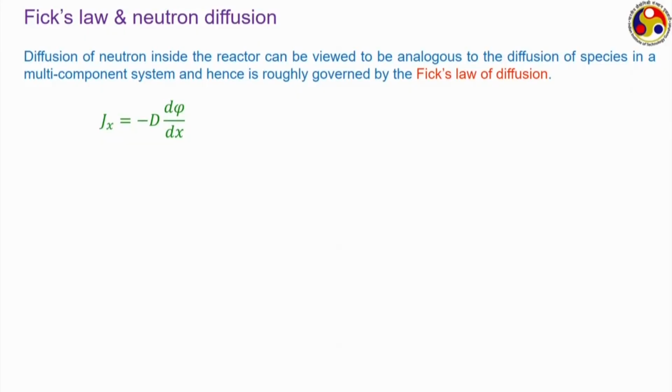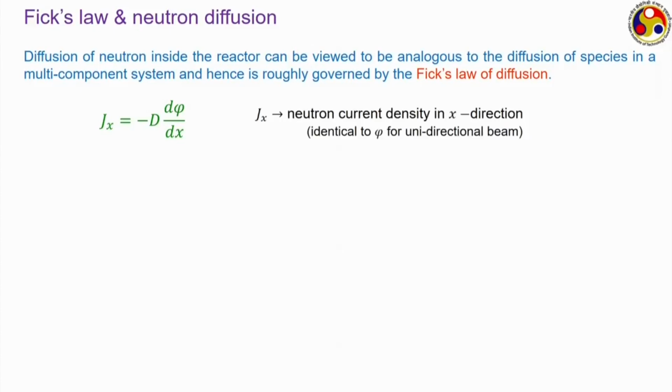Like the mass diffusion is often expressed in terms of Fick's law, this diffusion phenomenon of neutrons can also be expressed in terms of Fick's law, which is this. Here phi, of course, is the neutron flux that we have mentioned earlier, and J is the neutron current density in the x direction, which is given by this. It looks very similar to phi, but there is one difference.